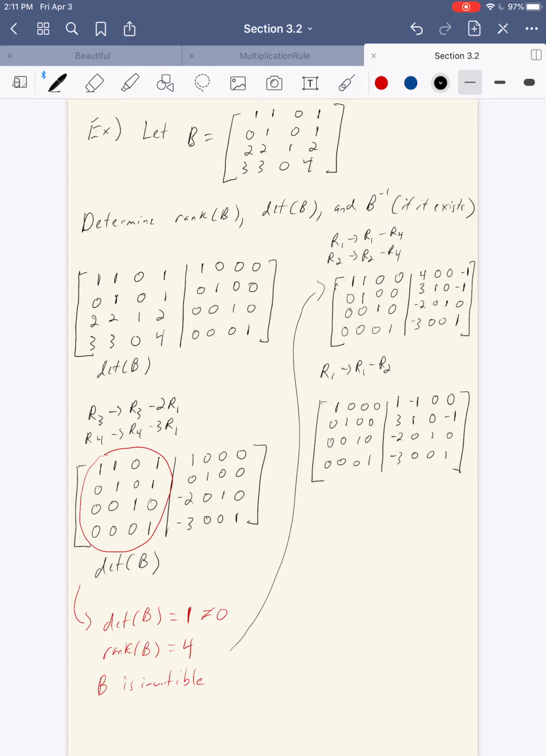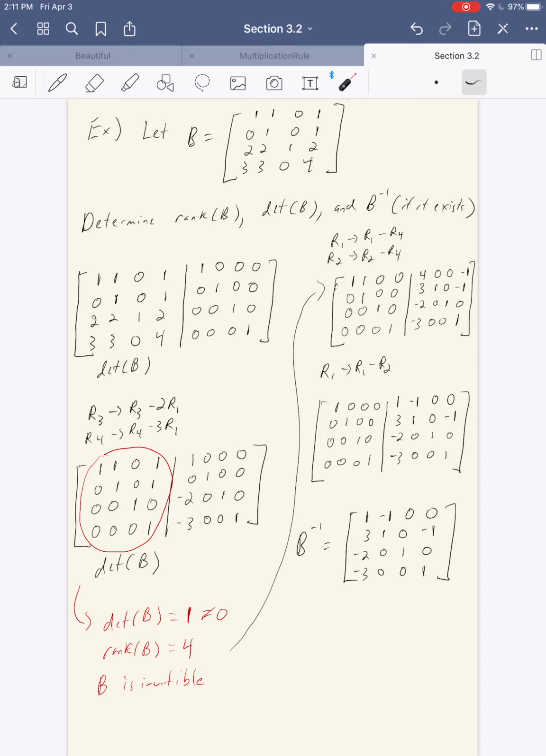So this tells us that B inverse is the matrix 1, minus 1, 0, 0; 3, 1, 0, minus 1; minus 2, 0, 1, 0; minus 3, 0, 0, 1. And there we go, we've determined B inverse. Along the way, we were able to figure out the determinant of B, the rank of B, and that B is invertible. Then we finished up and found the inverse of B. So there are a couple of examples relating determinant, rank, and invertibility all together.